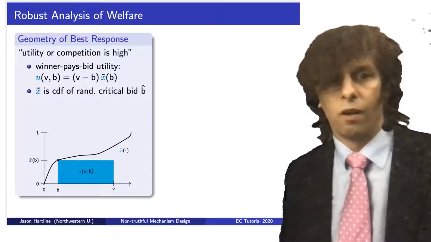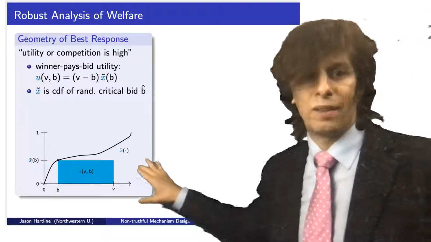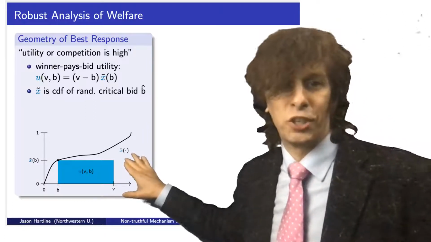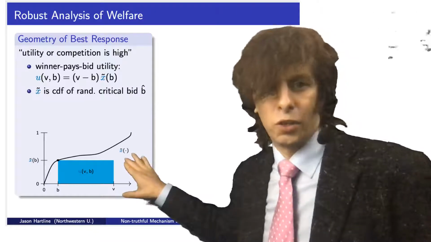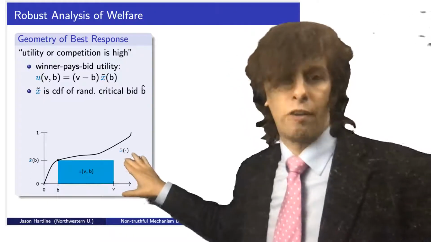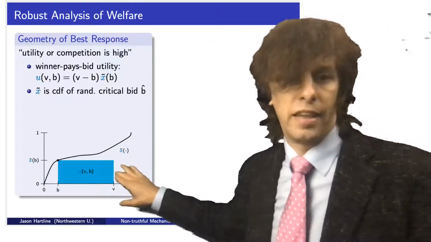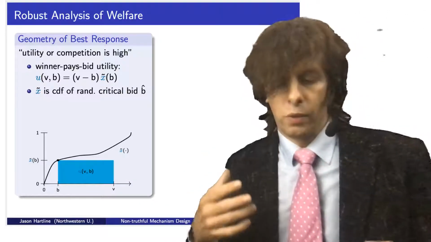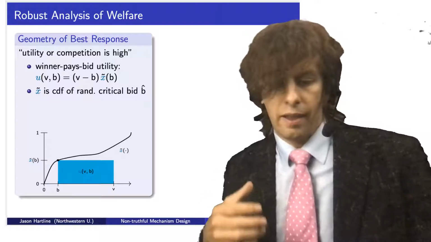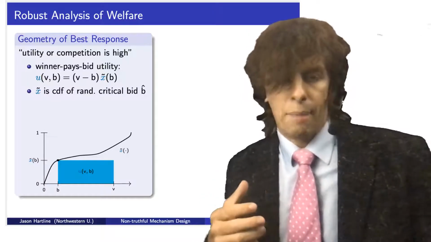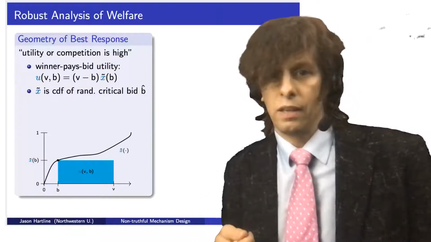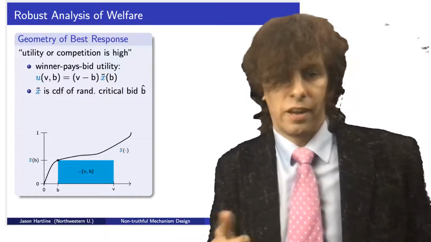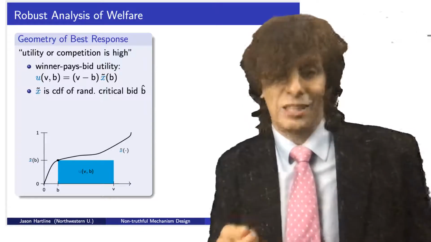Cool. I want to view this bid allocation rule, x tilde, as the cumulative distribution function of a random critical bid b hat that we're offering this agent. Okay? In other words, let's think back to the first price auction and remember what was happening in that auction. Well, a bidder was bidding, and whether they win or not depends on the bids of the others, right? And in fact, it depends on the highest bid of the others, right?